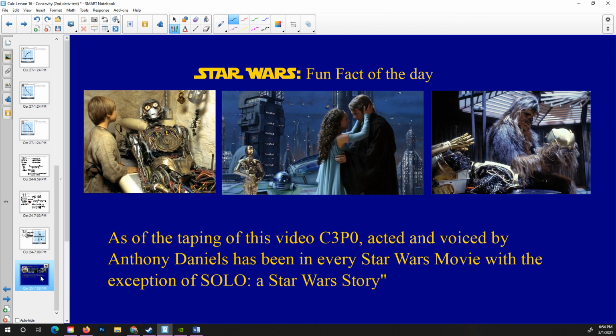The Star Wars fun fact of the day. As of this recording, C-3PO, acted and voiced by Anthony Daniels, has been in every Star Wars movie with the exception of Solo, A Star Wars Story. And here we see him in Episode 1, The Phantom Menace, Episode 3, Revenge of the Sith, and Episode 5, The Empire Strikes Back. Arguably the best Star Wars movie.